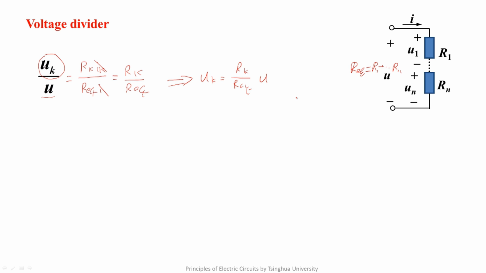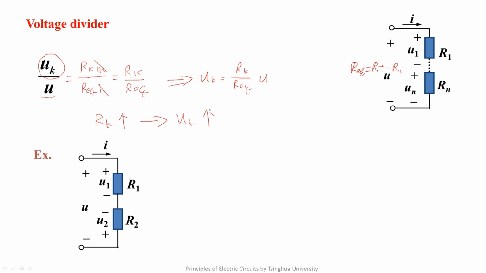What does that mean? For a serial connection circuit, the larger resistor has larger voltage. This conclusion is very important. Then we give a concrete example. This example is a voltage divider with two resistors. You are suggested to remember the conclusion.